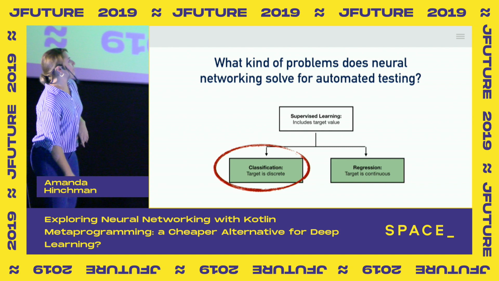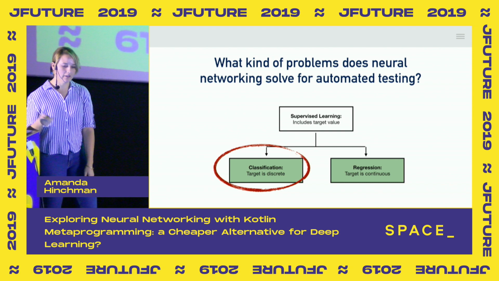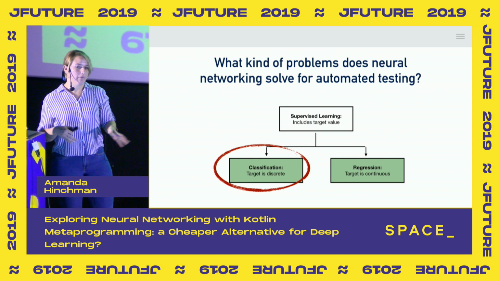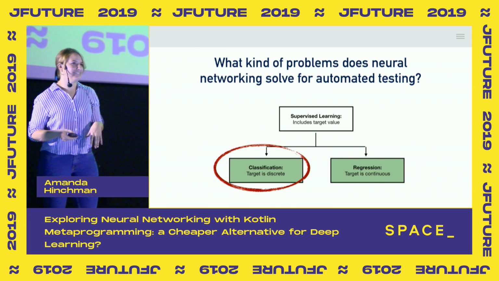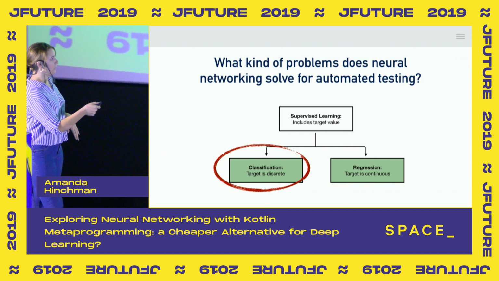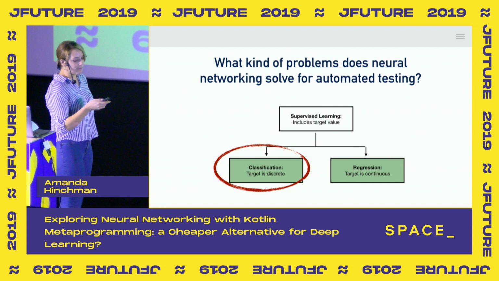So there's actually different kinds of neural networking, and what made the most sense was to narrow it down to supervised learning, which is incredibly relevant to automated testing in general, because generally with automated testing, you're asking questions like, does the application work? That's a very general question, but the more you dig down into those questions, you always have a target that you're going after. So we're going to focus on classification, where the target is discrete.